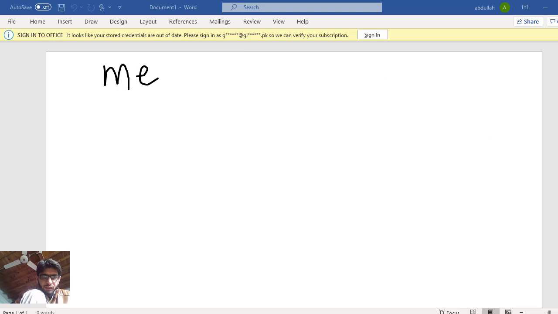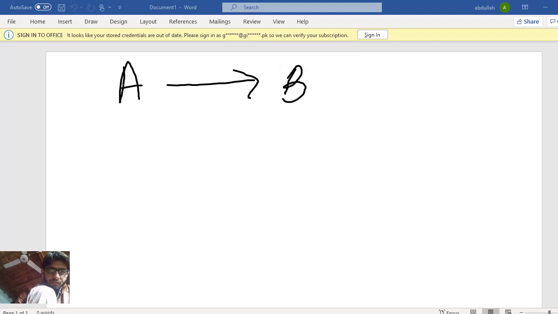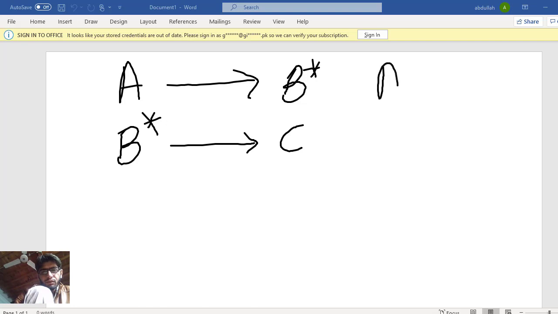For example, suppose in a reaction A is converted into B, but B is an intermediate that exists for a very short time, and suddenly B is converted into C. So suppose in a reaction A is converted into C. This is the overall reaction and this is the mechanism of reaction.